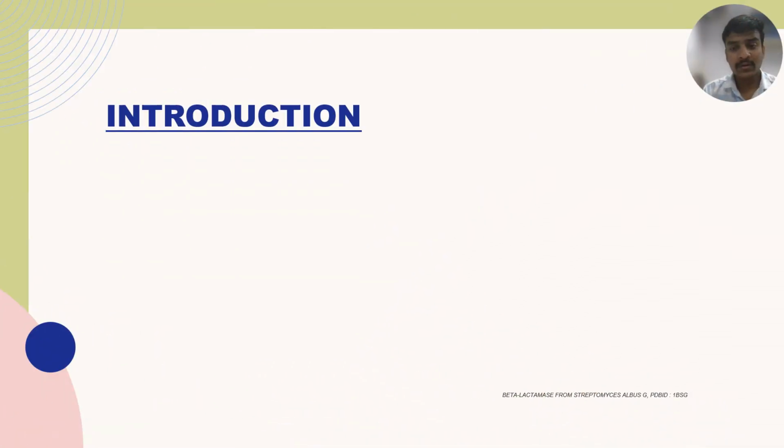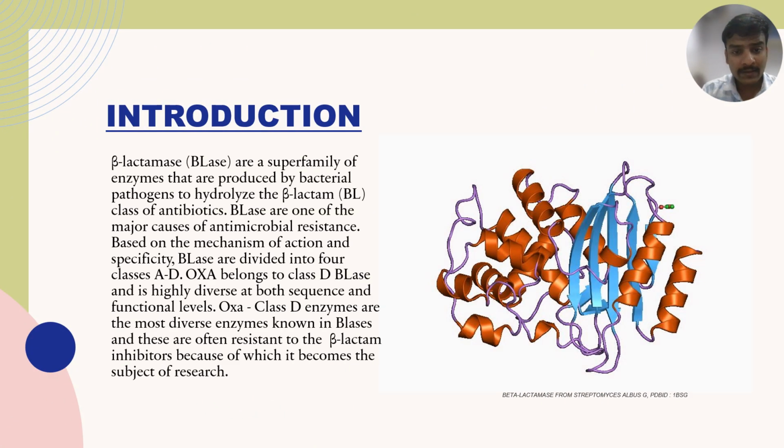So first, the introduction. Beta-lactamases are a superfamily of enzymes that are produced by bacterial pathogens to hydrolyze the beta-lactam antibiotics. Beta-lactamases are one of the major causes of antimicrobial resistance. Generally, beta-lactamases are divided into 4 classes: A, B, C, and D. This classification is also known as Ambler's classification.